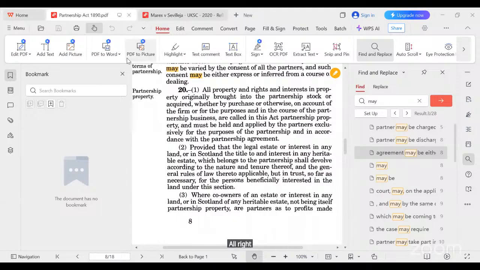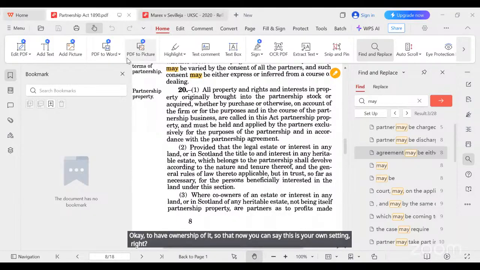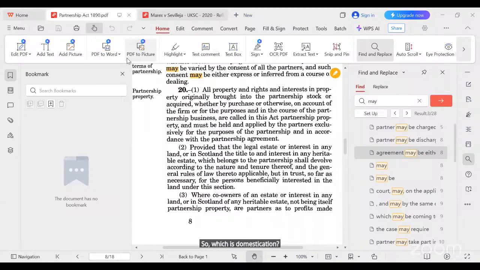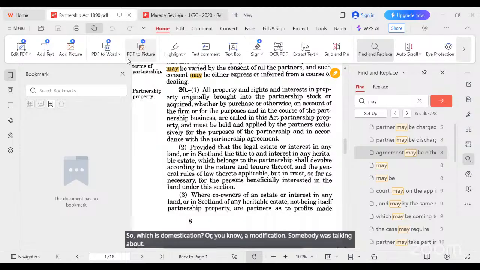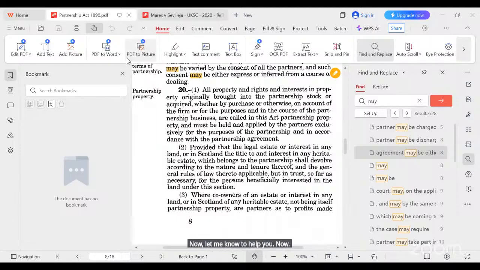For security reasons, sir, and to get full ownership of the object. Okay, to have ownership of it, so that now you can say this is your own setting. You are owning it now, your own setting. Which is domestication or a modification, as somebody was saying. Now let me also help you, and I'm happy for the words you have used, very close to it.